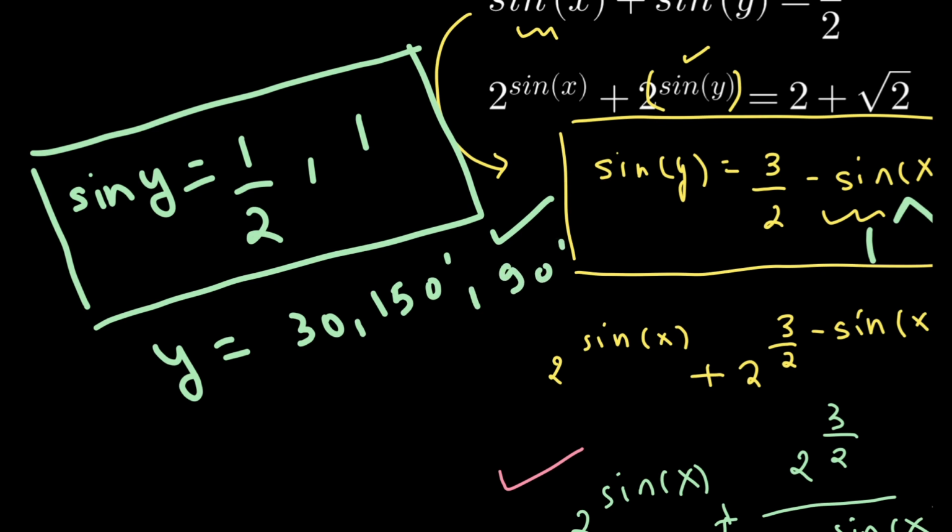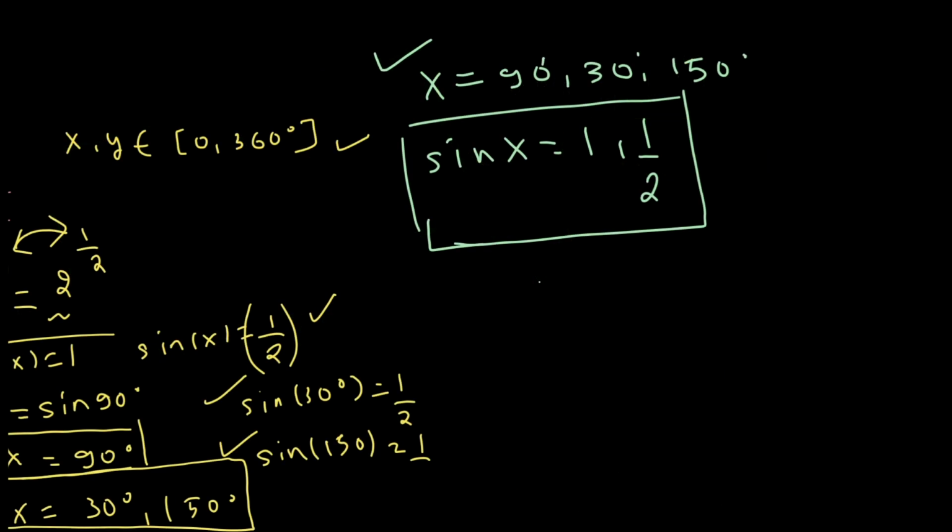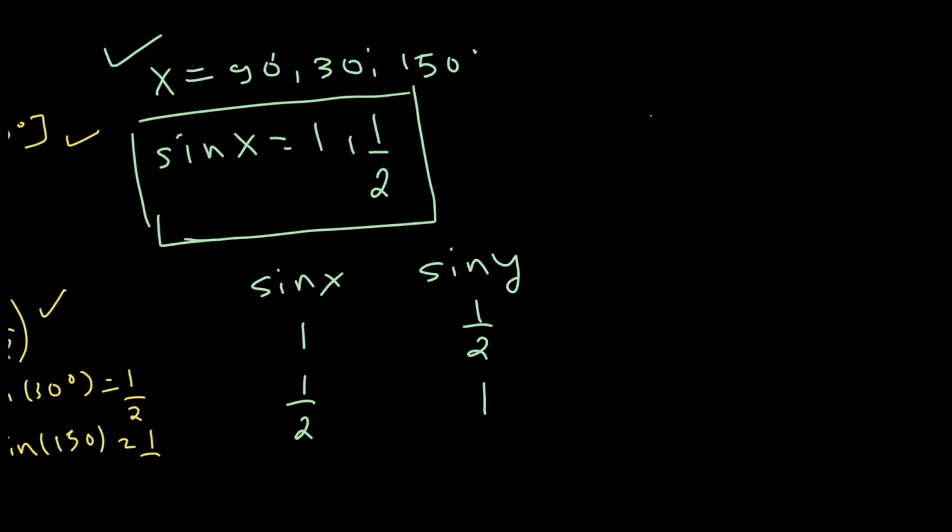Now let us write down the final answer as the table. So sine of x and sine of y. When sine of x equals to 1, sine of y equals to 1 upon 2. When sine of x equals to 1 upon 2, sine of y equals to 1. Now let us write down the final table for x and y. So when x equals to 90 degree, this means the value of sine is 1. Now according to this, the value of sine of y should be 1 upon 2. Therefore the possible values of y turn out to be 30 degree and 150 degree.